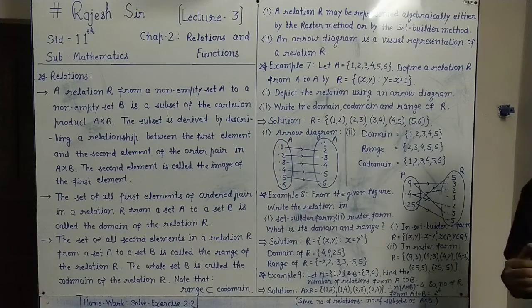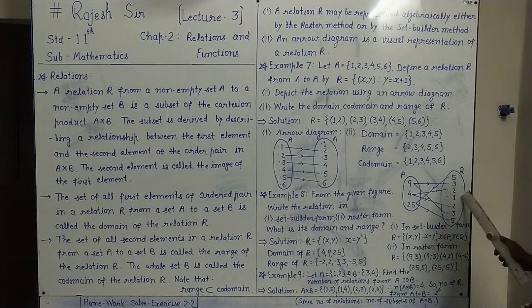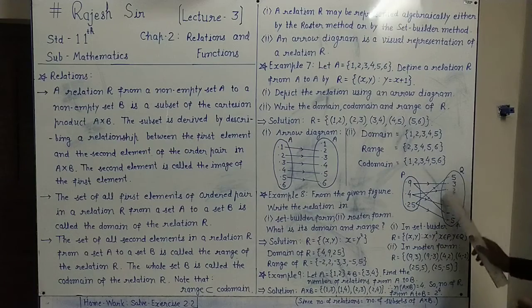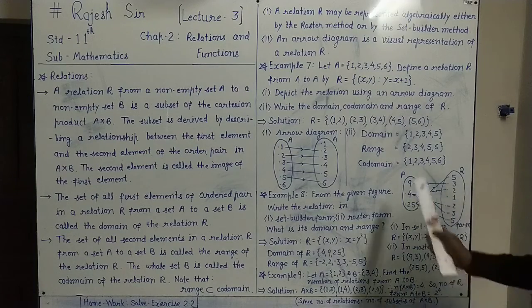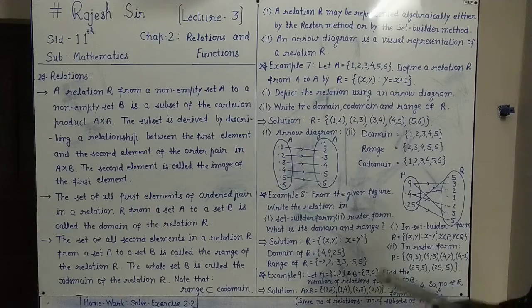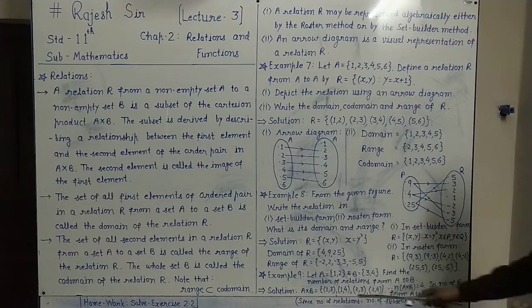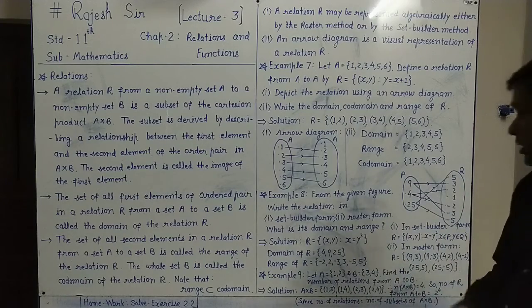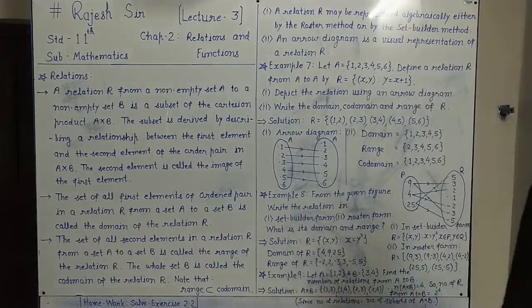Here one more thing you can note, that the element 1 of this Q is not an image of P. Means it is not an image of any element of P. So 1 does not belong to the range. 1 is not written in the range because it is not an image of any element of P. This one. So example 9 next now.